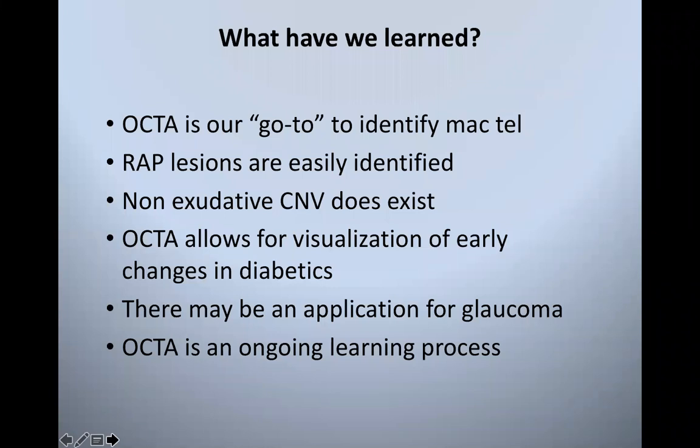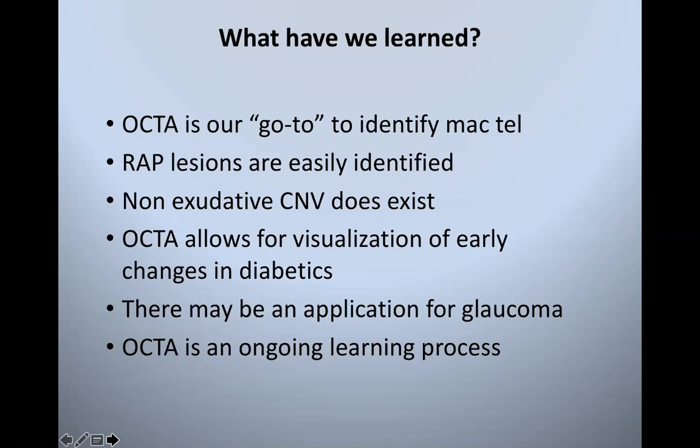So what we've learned so far is that OCT-A is really our go-to to identify macular telangiectasia, for one. We have a lot more MacTel than we ever thought we did before. We didn't really know that until we started using OCT-A. RAP lesions, which are retinal angiomatous proliferation, are really easy to identify, and we'll get into that momentarily. And there is non-exudative choroidal neovascularization. There are neovascular complexes under the retina that just aren't leaking. They're flowing blood through these neovascular complexes, but they don't leak.